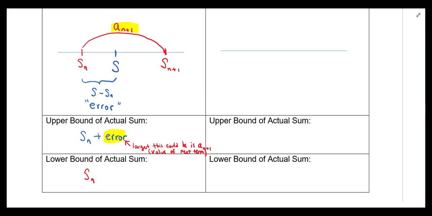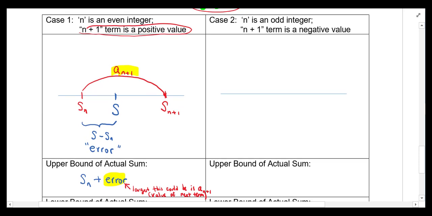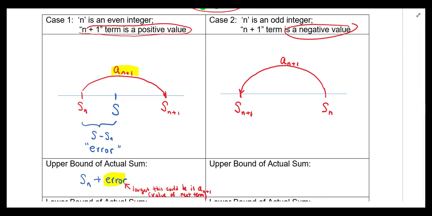Okay? So that's the situation in this case when n is an even integer and the n plus 1 term is a positive value. Now, you could have this other case where n is an odd integer, so now we're saying we've got some sum of, let's say, 5 terms or 7 terms or 9 terms, and now the n plus 1 term is a negative value. So if that's the case, notice I put s sub n towards the right-hand side, and now we would know that our next term, a sub n plus 1, is negative, pushing it backwards. And so my sum would be s sub n plus 1. In this case, the next partial sum is actually smaller than the previous partial sum.